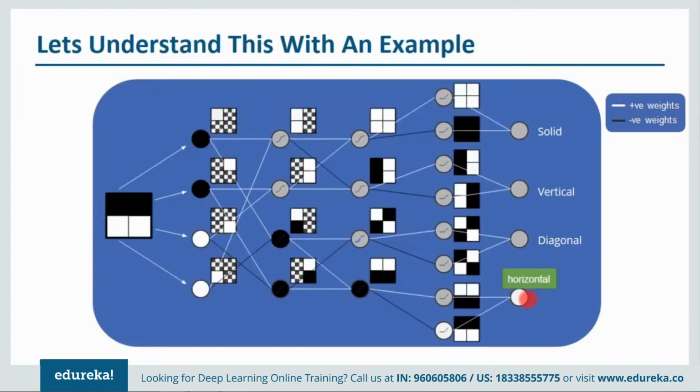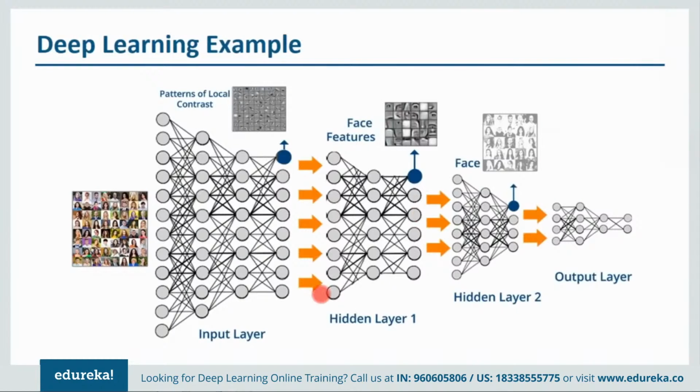And after that, we are going to calculate the difference between the actual output and the desired output, and we are going to update the weights accordingly. Now, this is just an example, guys. So guys, this is one example of deep learning where we have images here.